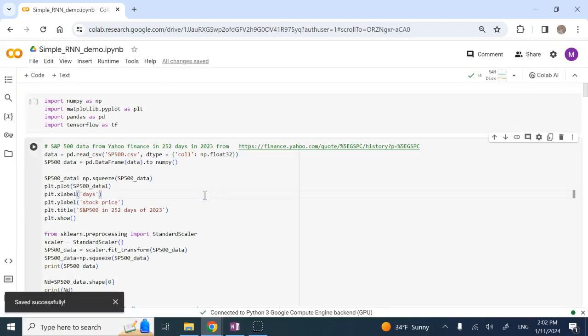Now, there is a series of time series data that I want to show you. One is the stock market data from the S&P 500 from Yahoo News, which you can download from this website. These are for 252 days in 2023.